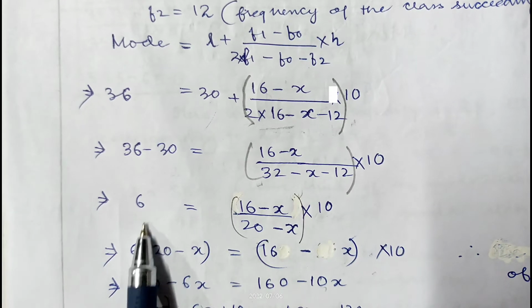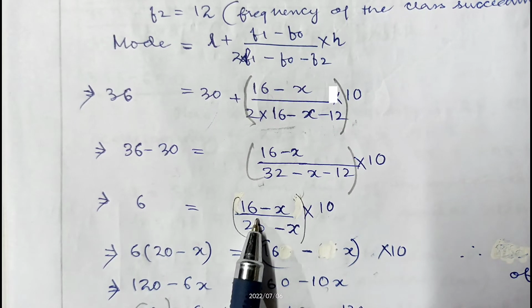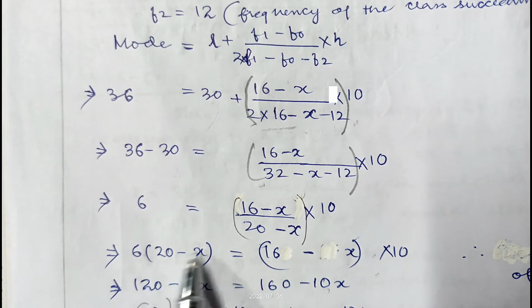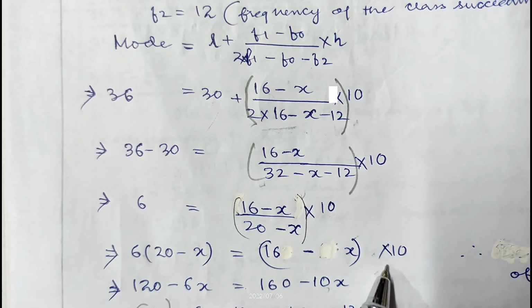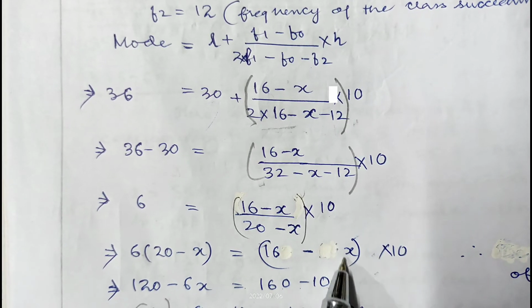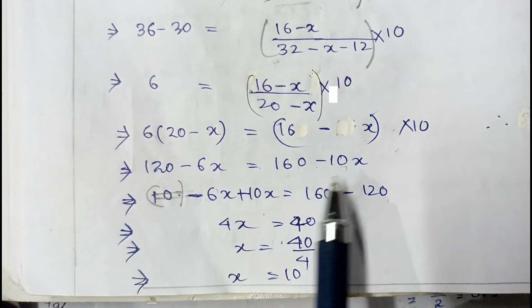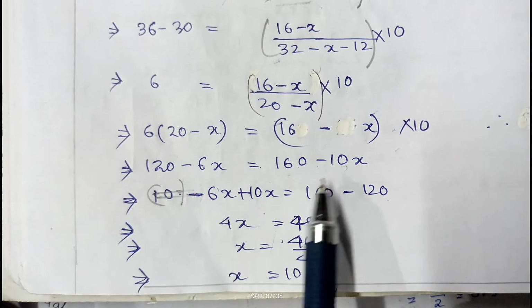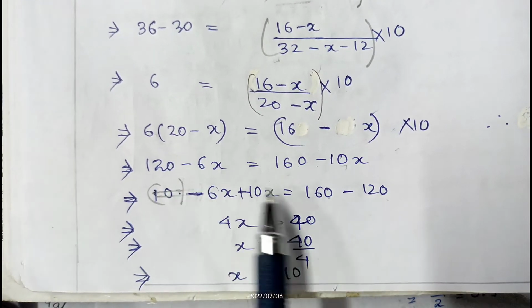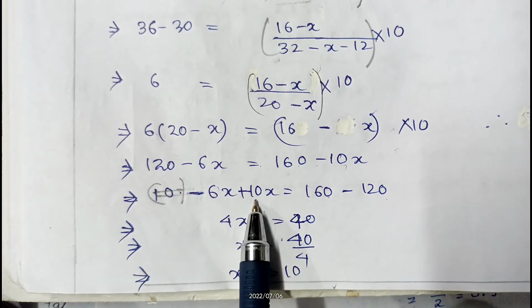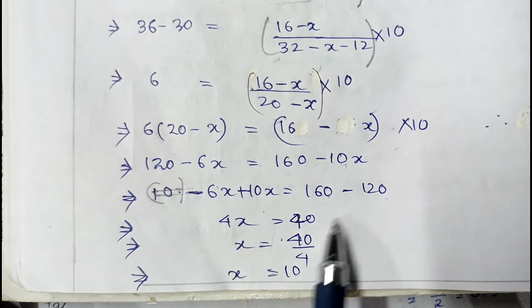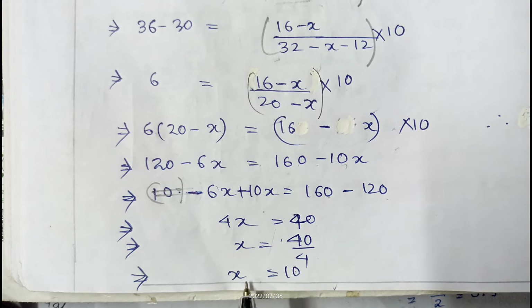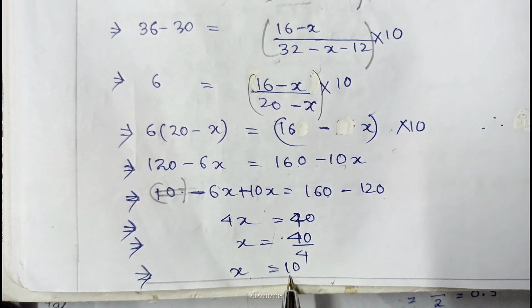If I cross multiply, 6 into (20 minus x) equals (16 minus x) into 10. So 6 into 20 is 120 minus 6x equals 16 into 10, which is 160 minus 10x. This minus 10x, if I transfer to the other side, will be plus 10x. So minus 6x plus 10x equals 160 minus 120, which gives 4x equals 40. So x equals 40 by 4, which is 10. Therefore, the missing frequency is 10, which is the required answer.